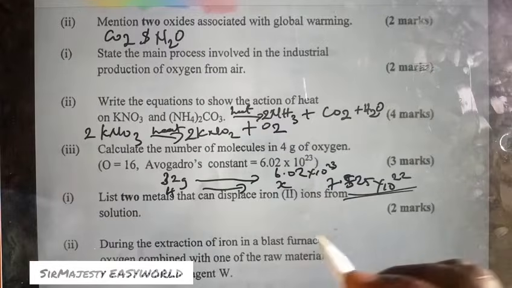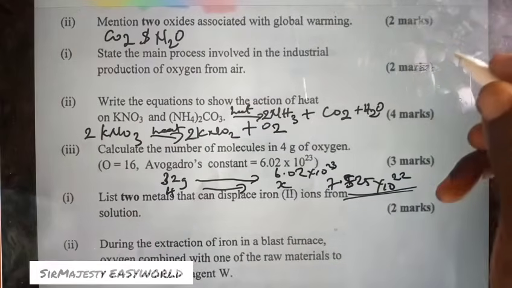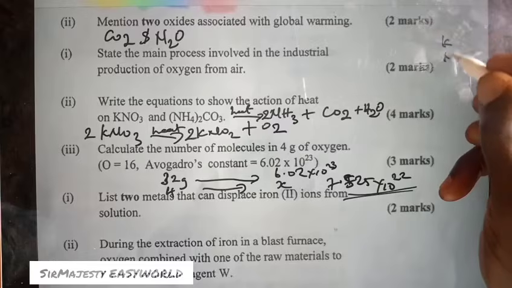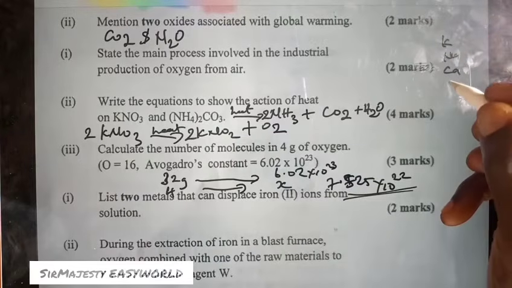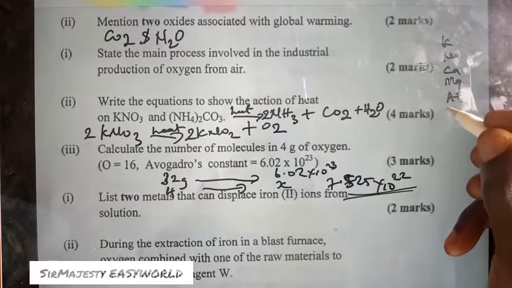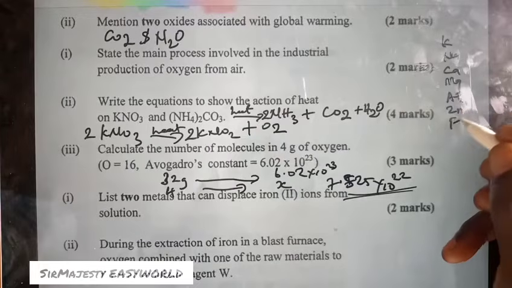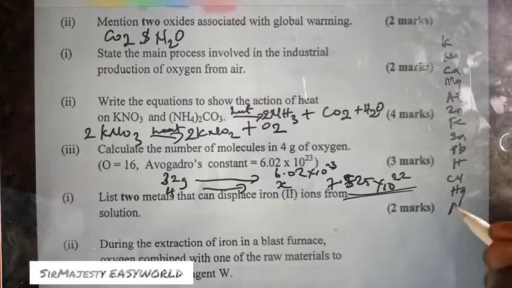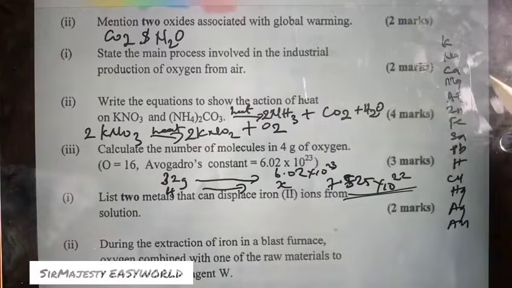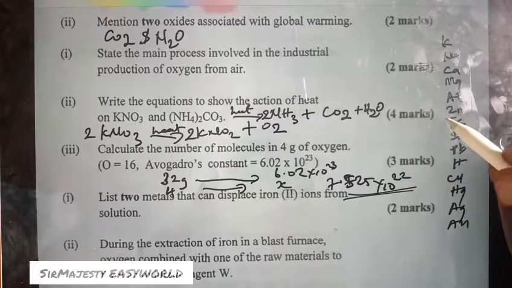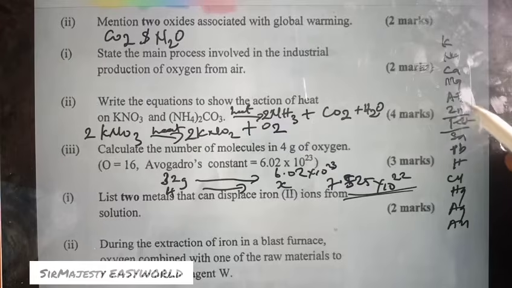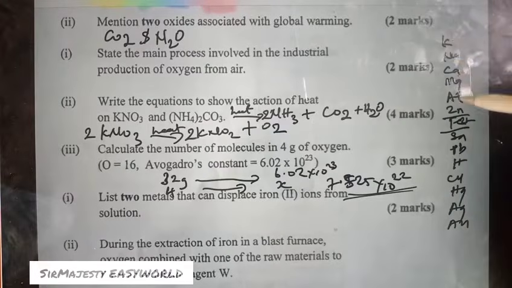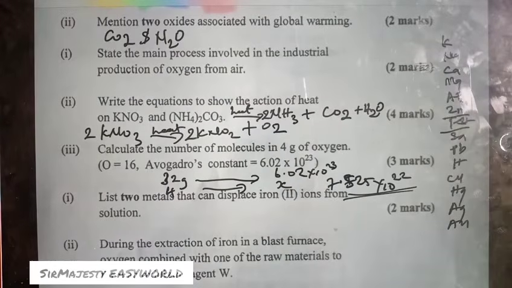You use the activity series, which I will remind you: potassium, sodium, calcium, magnesium, aluminium, zinc, iron, tin, lead, hydrogen, copper, mercury, silver, and gold. The one that can displace Fe2+ is any of those above it. So potassium, sodium, calcium, magnesium, aluminium, zinc is correct. But tin, lead, copper is wrong.